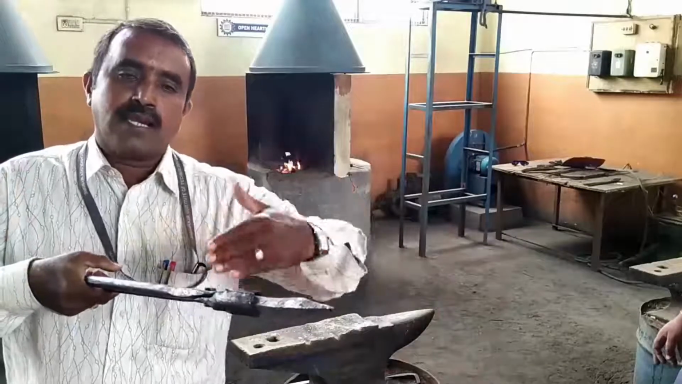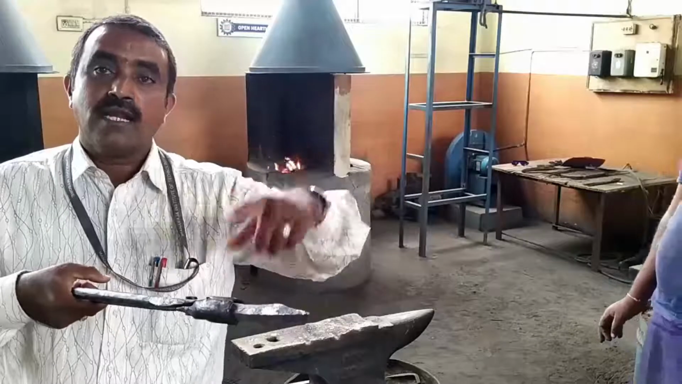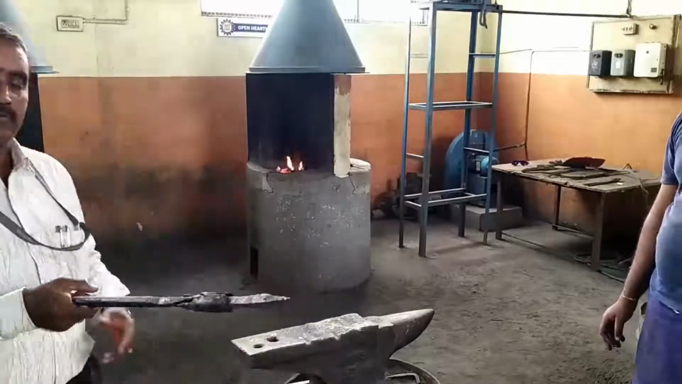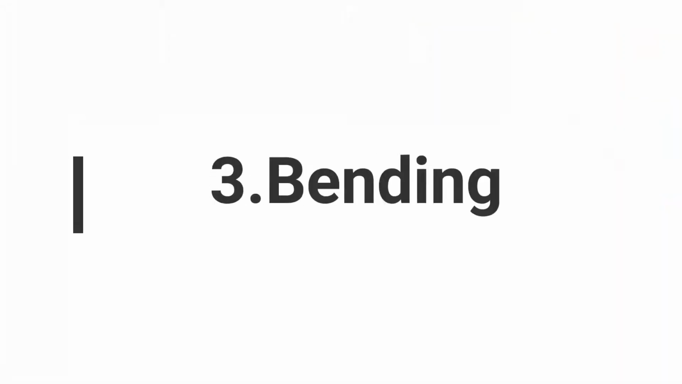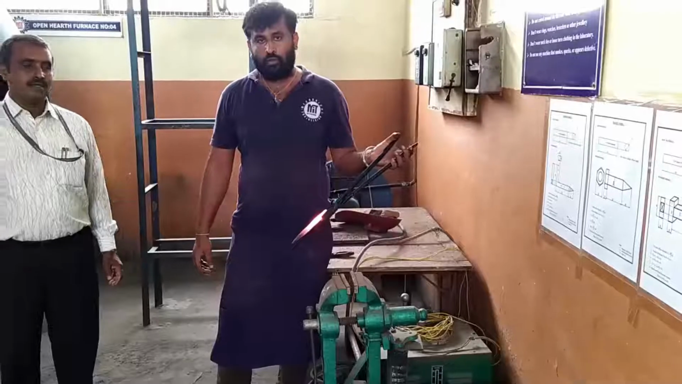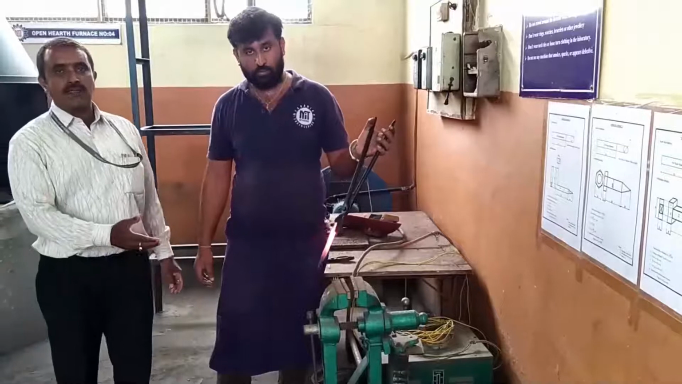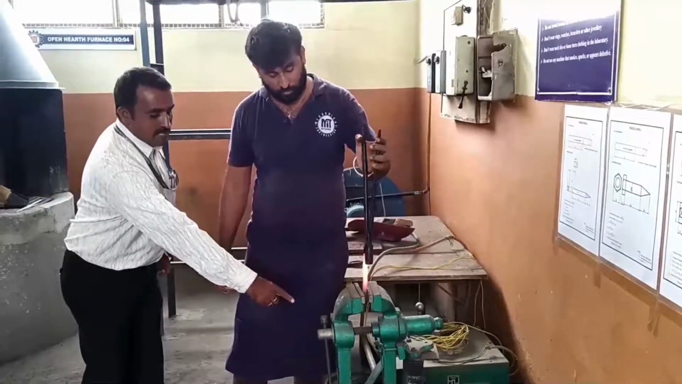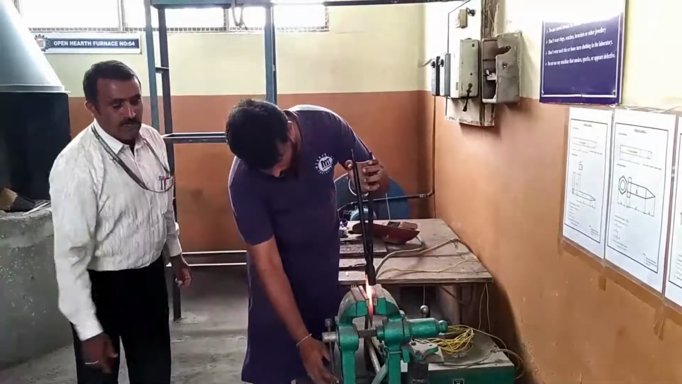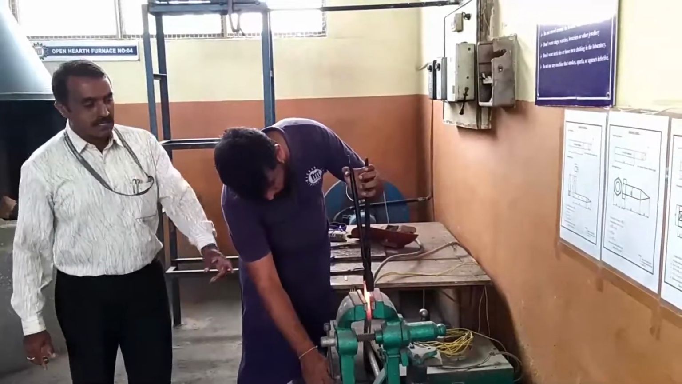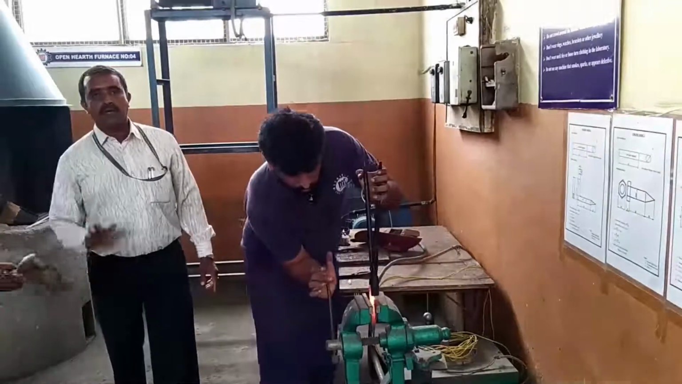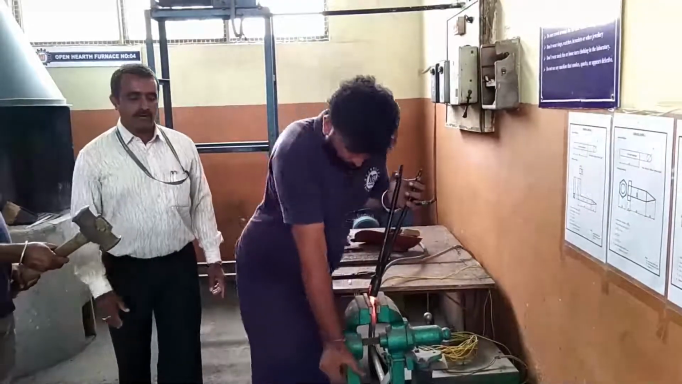Once again, the material has to be heated to red hot condition, and the next operation is the bending operation. So the bending operation will be carried out. Once again the material is heated to red hot condition, and using a leg vise. This is the leg vise where the given workpiece is fixed, and then once again using the hammer, the bending operation is carried out.